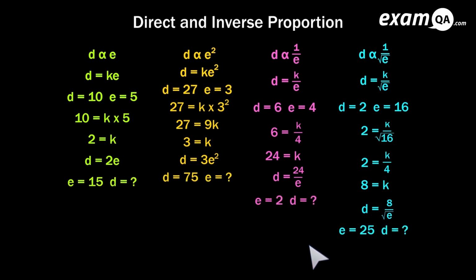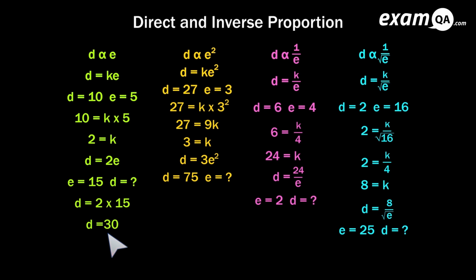So in each of these 4 cases, let's put a potential question they might ask. In the first one, they've told us that E is 15 and they want us to work out what D is. So since we've done the first part of the question and worked out the equation without K, we can just throw that value of 15 in. And solving that gives you that D is 30.